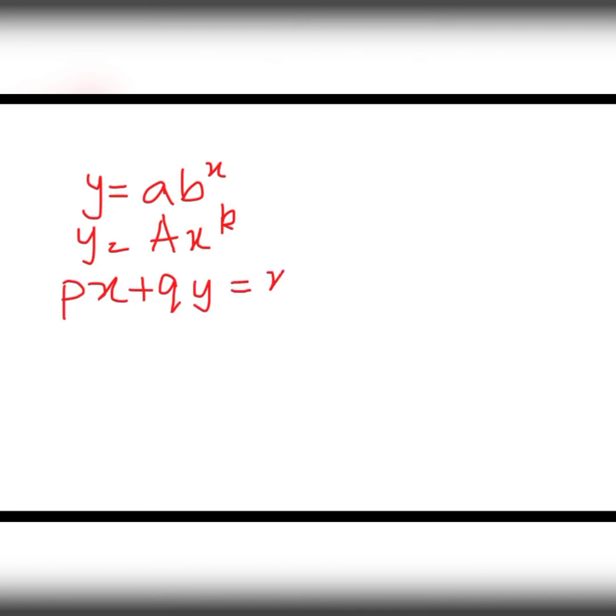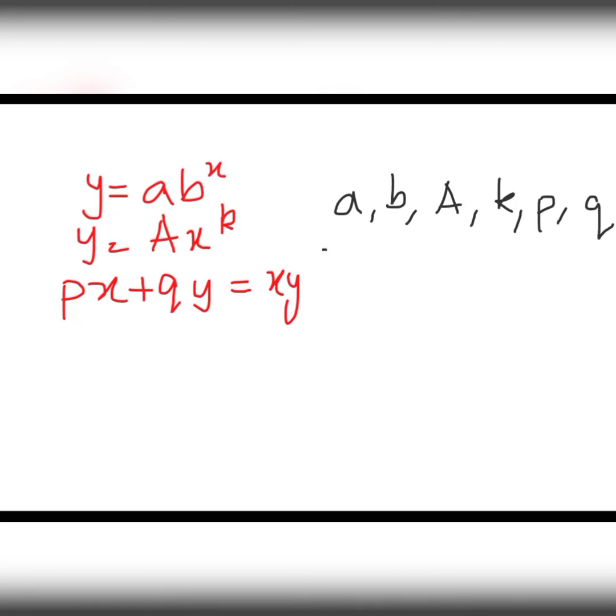Now they give us 3 equations. y is equal to a b to the power x, y is equal to a x to the power k, and px plus qy is equal to xy. They give us three equations and they say that a, b, k, p, and q are all unknown constants.